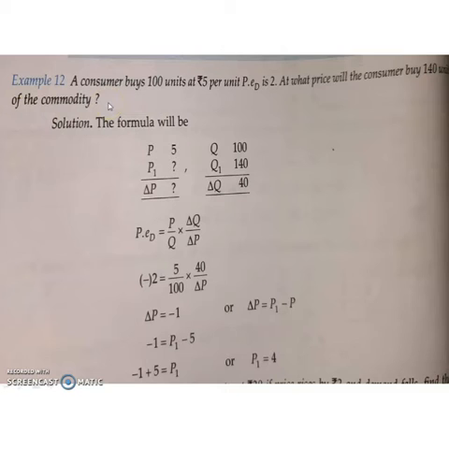Okay. So here we know that the 100 units is the old quantity and 5 is the old price. That is, 100 is Q, then 5 is P. Then here the price elasticity is already given, that is 2. Then at what price will the consumer buy 140 units? So 140 is the new quantity, that is Q1. Okay, 140 is the Q1. So we have to calculate which one? We have to calculate P1, that is the new price of the commodity.